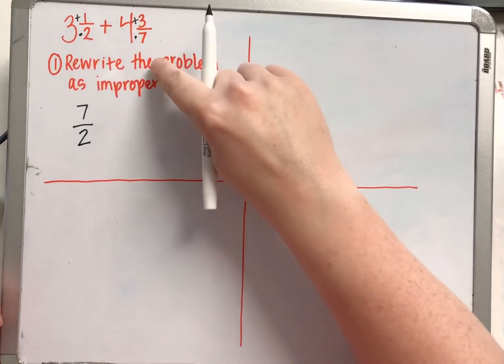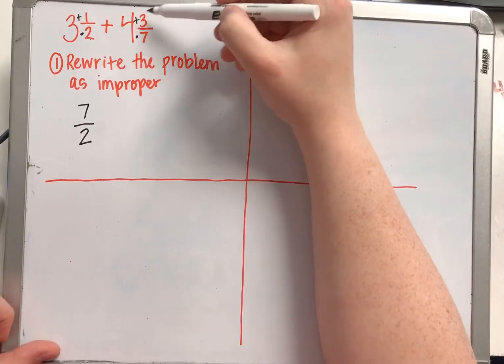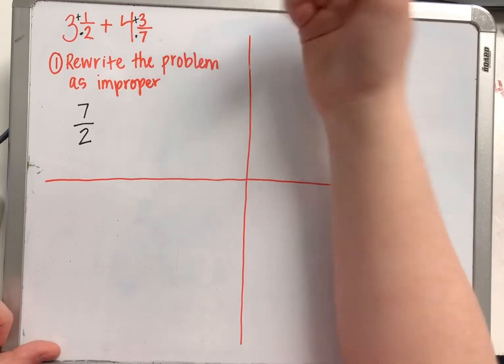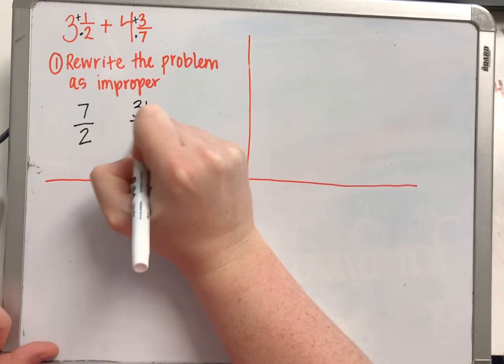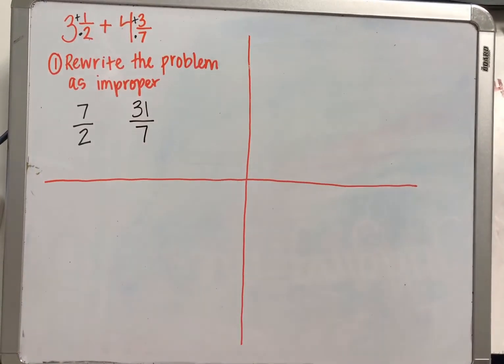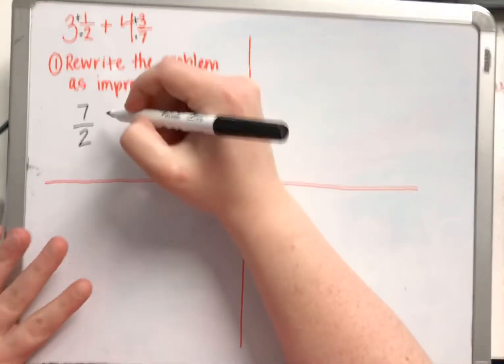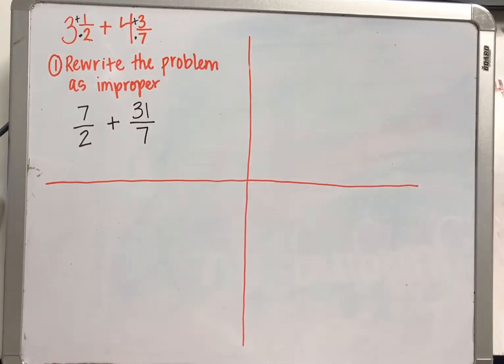Then I do the same thing with this one. 7 times 4 gives me 28. 28 plus 3 gives me 29, 30, 31. So I get 31 over 7. And then my addition, or sometimes it's subtraction, that sign I just bring it right down. That is all you do in the first box.